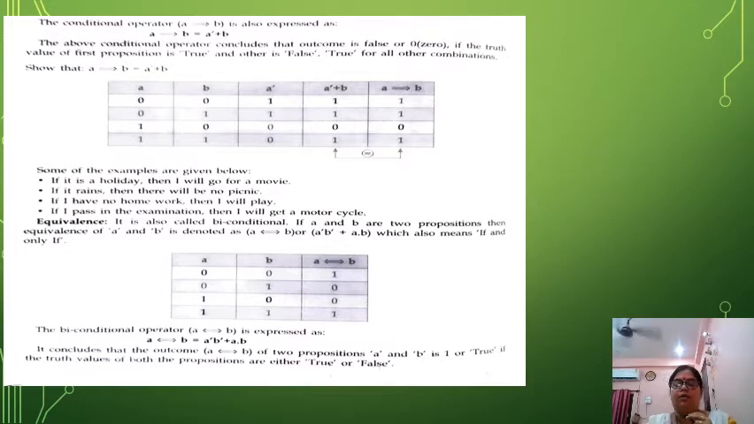If both are false, then it is true. If both are true, then it is true. So the biconditional is like this: 00 will be 1 because both are false, 01 is 0, 10 is 0, and 11 is 1. Here both are true, so it is true. It can also be written as A not B not plus A dot B.